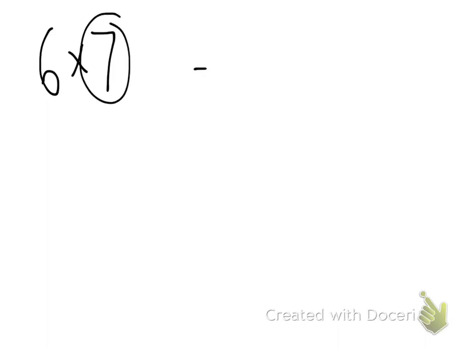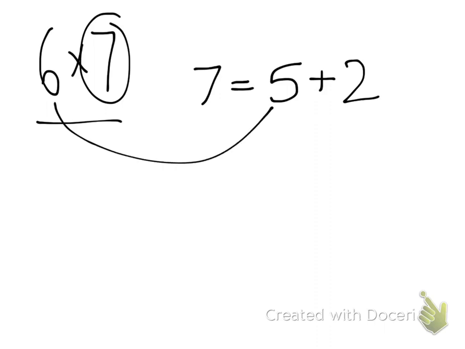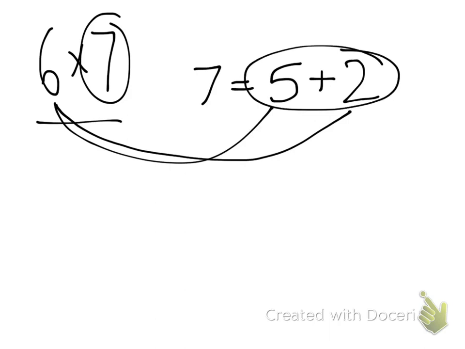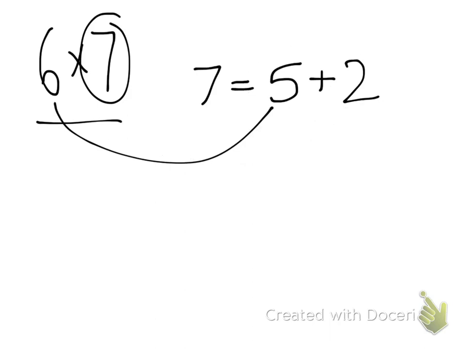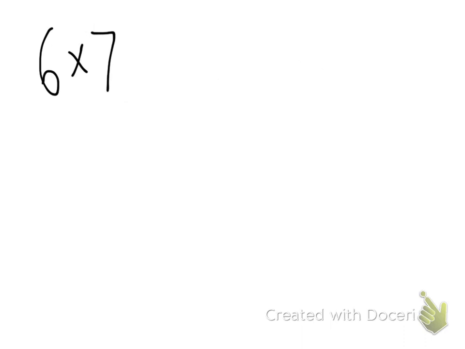I know that 7 is made up of 5 and 2. 5 plus 2 makes 7. So, because I don't know what 6 times 7 is, I could solve 6 times 5, because the 5 times tables is easy, right? And I could solve 6 times 2, because the 2 times tables is easy. And then, if I join those answers together, I'll have the answer. So, I'm going to break up 6 times 7 into 6 times 5, and 6 times 2.